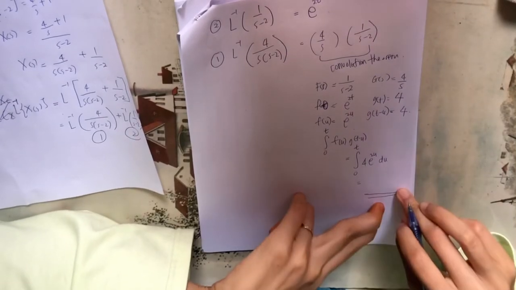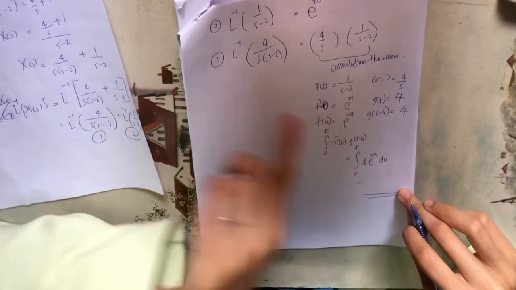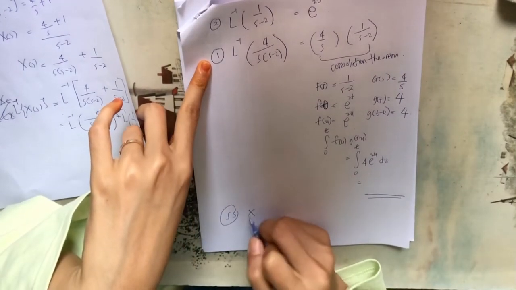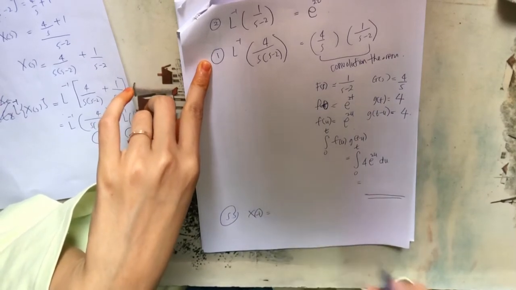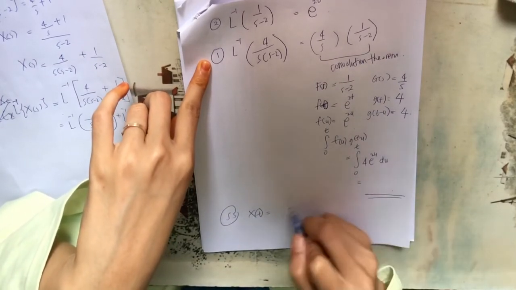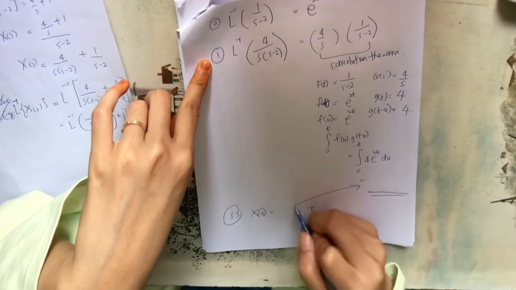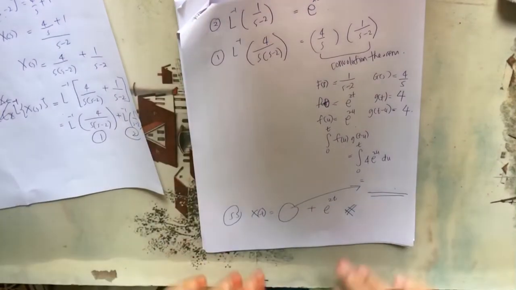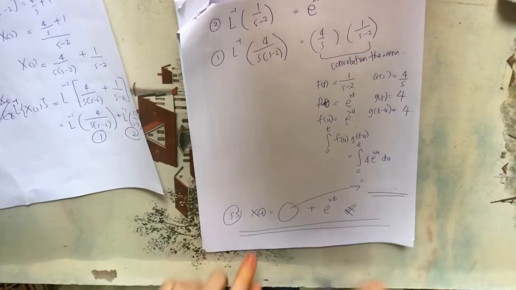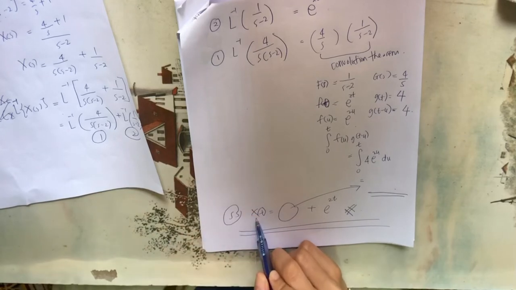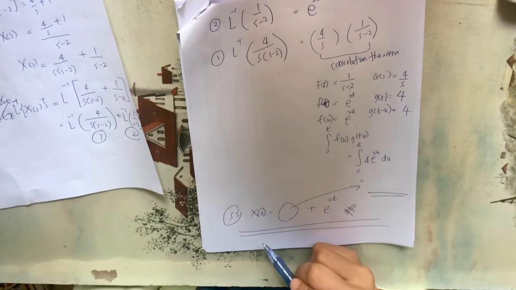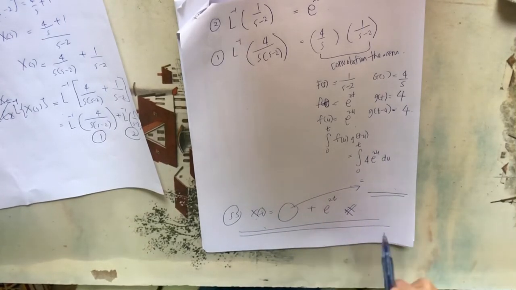Get the answer, and don't forget, this answer is only for the first term. So step number 5: the final answer is the answer that you get here plus e to 2t. So this is the final answer. The final answer is xt, it's not Xs anymore because you already found the inverse. So the answer is xt equal to the answer that you get after you do the inverse.